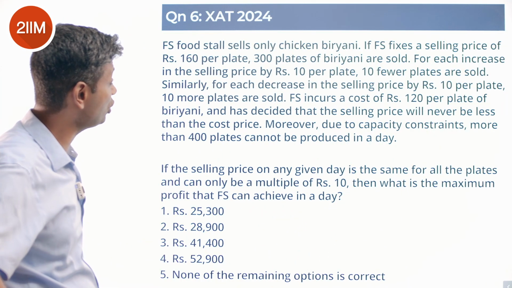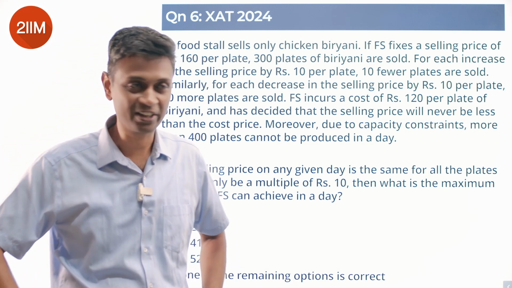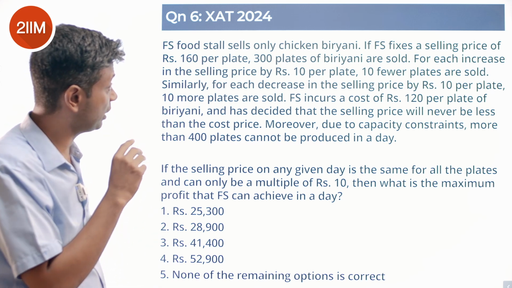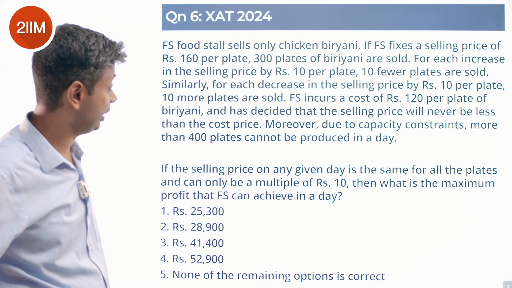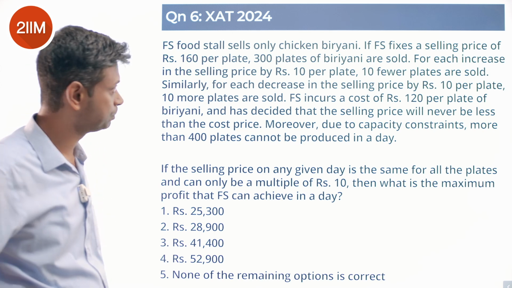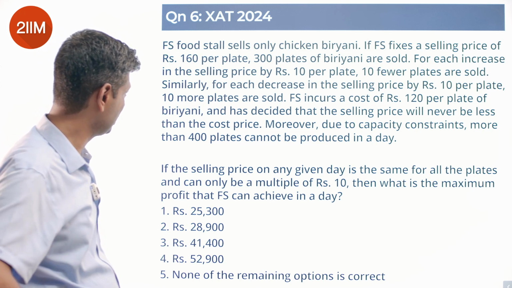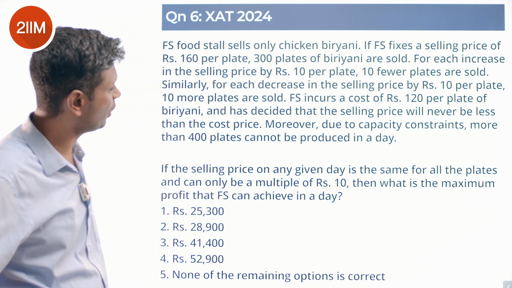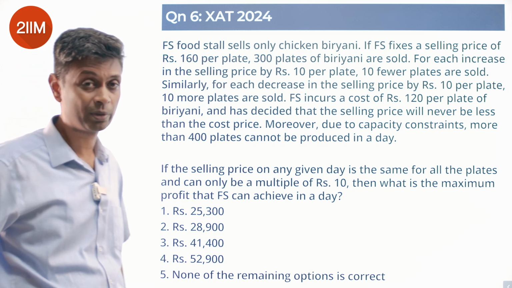Marks in the bag. FS food stall sells only chicken biryani. Interesting. That's FS food stall. If FS fixes the selling price of rupees 160 per plate, 300 plates of biryani are sold. For each increase in the selling price by rupees 10 per plate, 10 fewer plates are sold. Similarly, for each decrease in the selling price by rupees 10 per plate, 10 more plates are sold. FS incurs a cost of rupees 120 per plate of biryani and has decided that the selling price will never be less than the cost price.